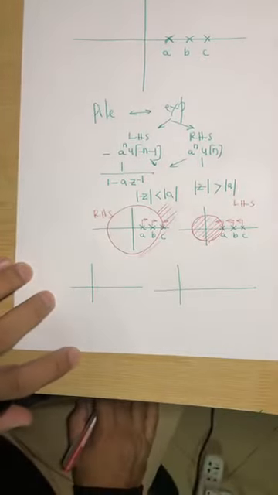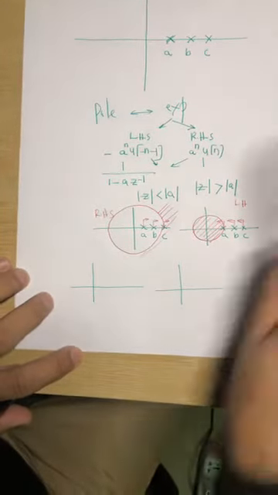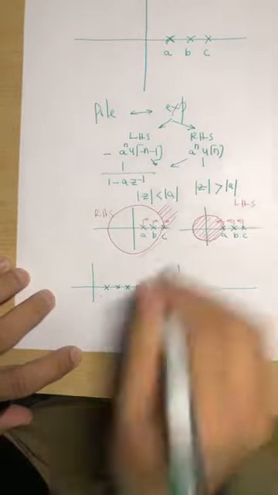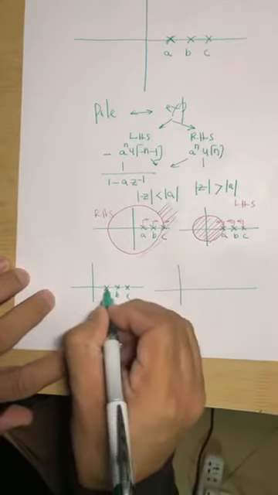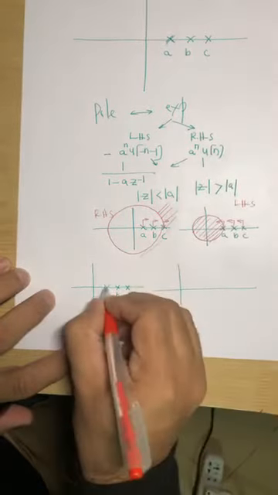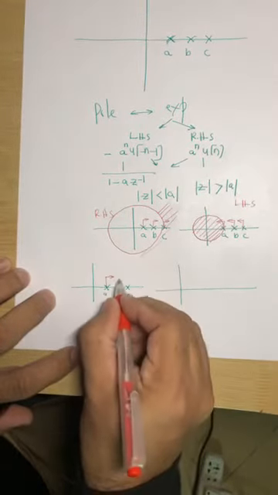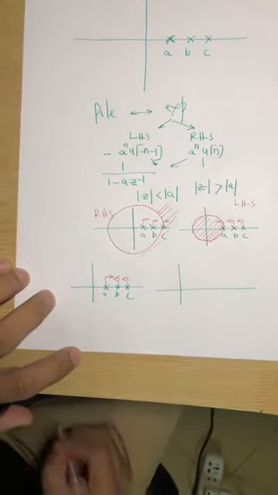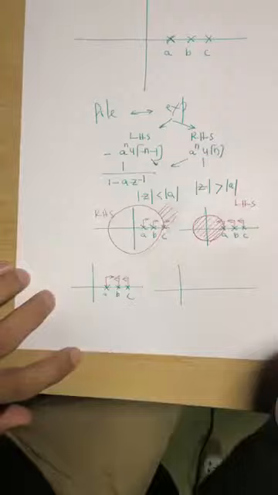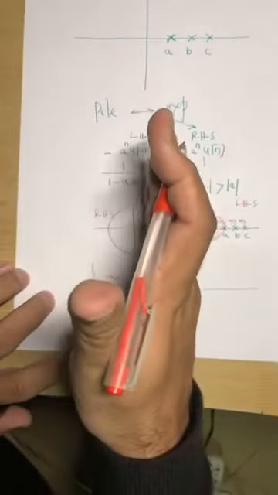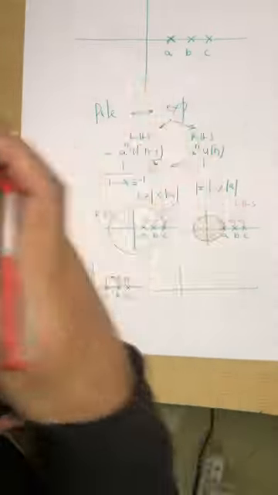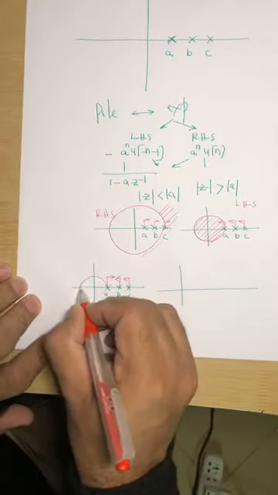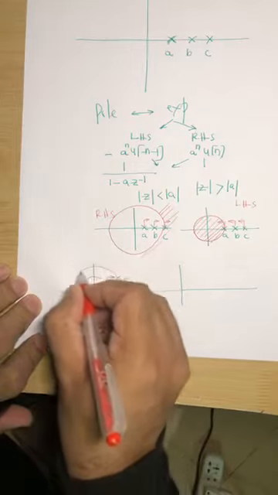Okay. What if A is a right hand side sequence, but B and C are left hand side sequences? Okay, that's how I plot. Right hand side means greater than A, and B and C less than. So we know the region of convergence in this case is going to be in the shape of a ring.